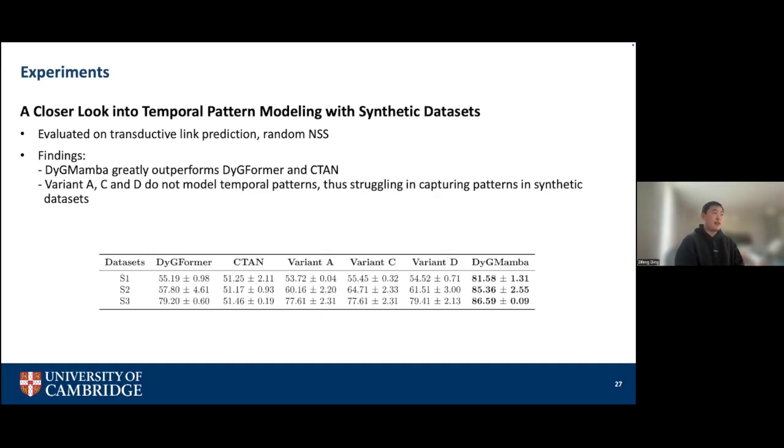And we try to evaluate the model on this transductive link prediction random NSS setting. The results are shown in the following table, and we can find that DyGMamba greatly outperforms DyGFormer and CTN. And variants A, C, and D do not use temporal patterns. Even if C and D did some dynamic information selection, they fail to model temporal patterns. That's why they are struggling in capturing patterns in synthetic datasets.